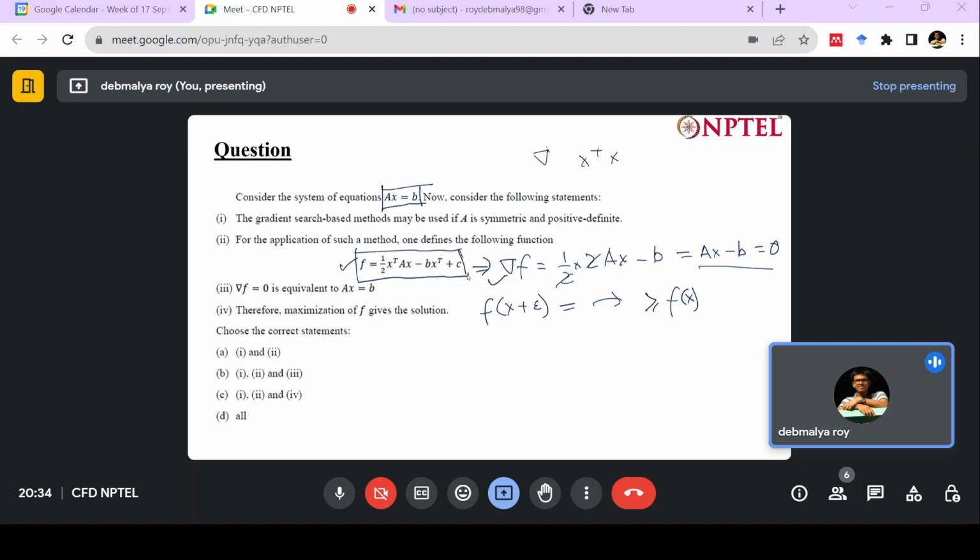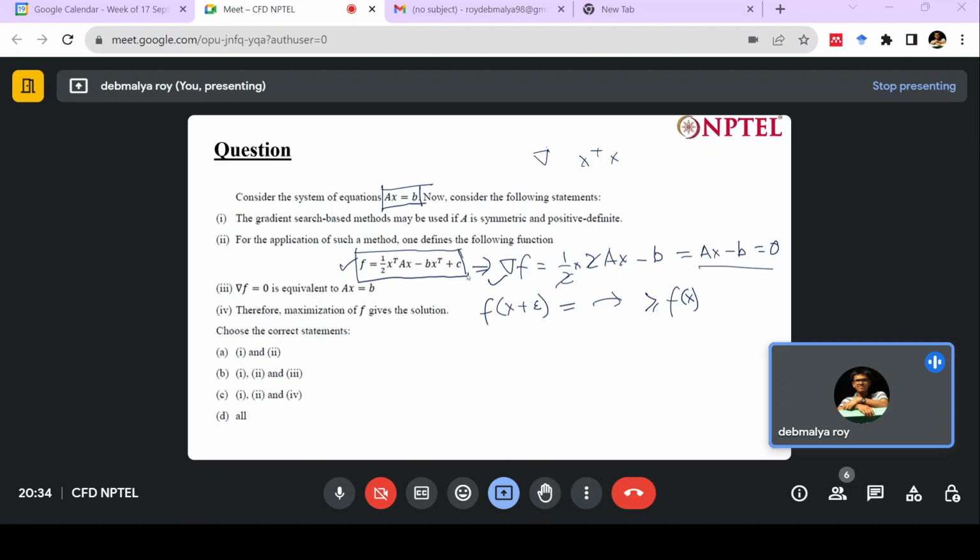We have a multivariable function here because x is basically a vector. It has a lot of variables, and we are defining a potential function from there, and we would be approaching a particular point where this function is minimum.